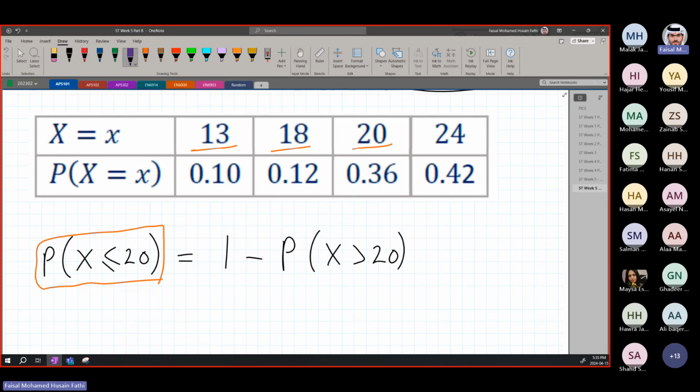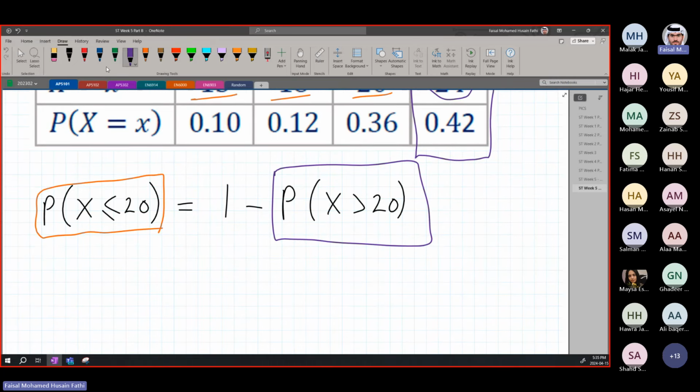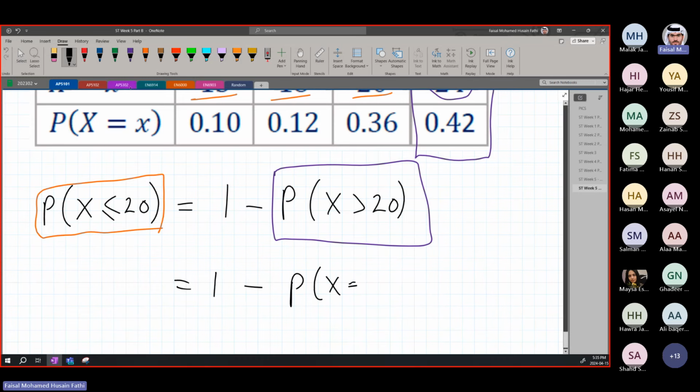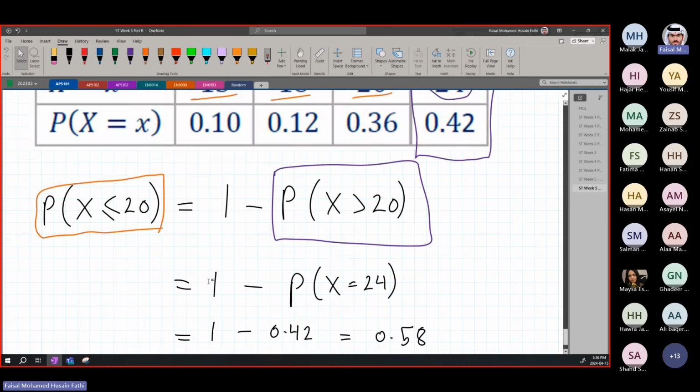Where is x greater than 20? It is only the 24. So you only have to look at this. That's it. So when you have this part, this is only for the 24. So this is going to be equal to 1 minus P of x equal 24. In other words, it's equal to 1 minus 0.42, which is equal to 0.58.